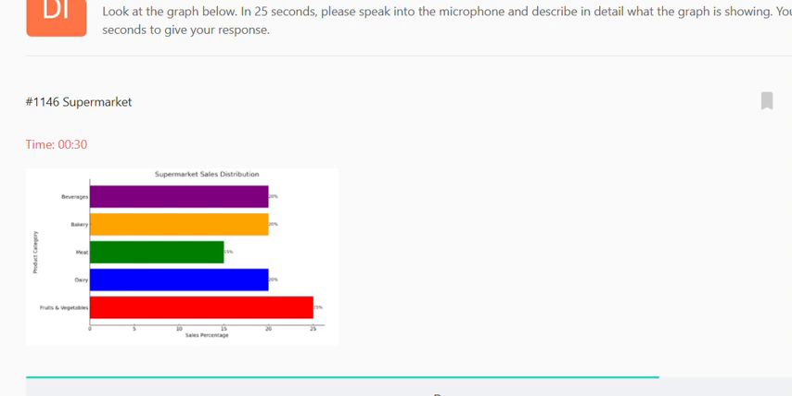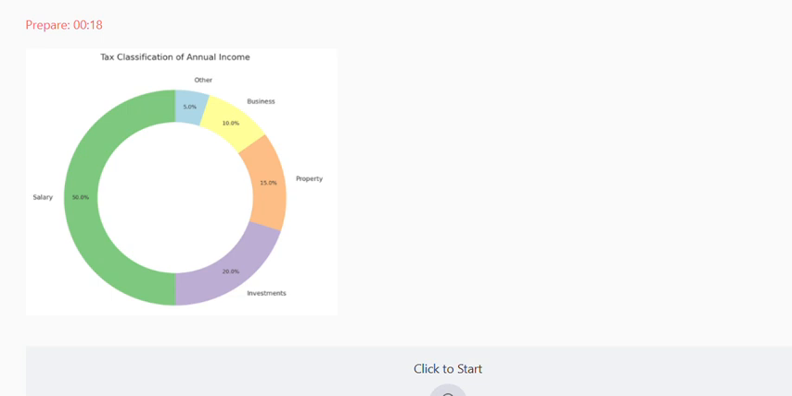Okay, that's the 30-second one. Okay, this one is on tax classification of annual income. Salary, investment, property, business and others, tax classification. Okay, highest tax is from salary.